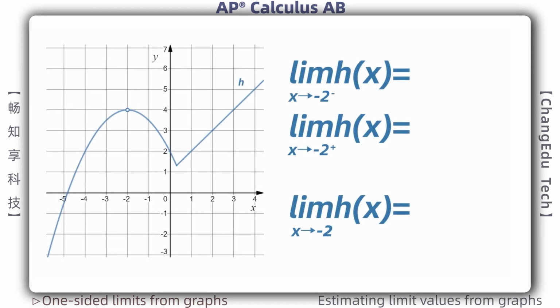Let's do one more example. Pause the video and try to figure them out on your own. Well, let's do this together. We will repeat the same thing here. Let's say as x approaches negative 2 from the left-hand side, h of x is approaching 4. Hence, the limit of h of x as x approaches negative 2 from the negative direction is 4.